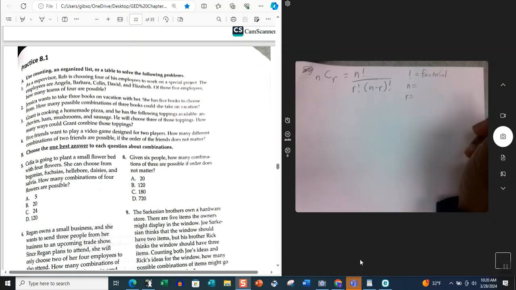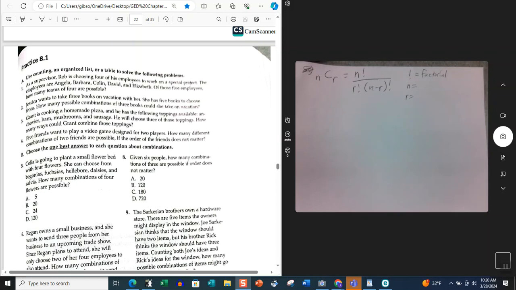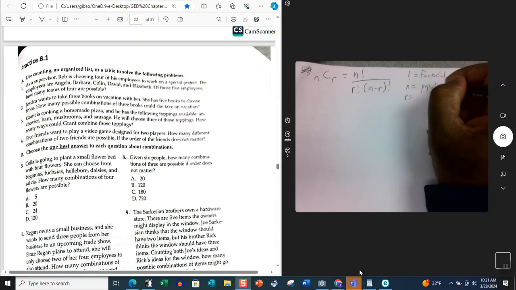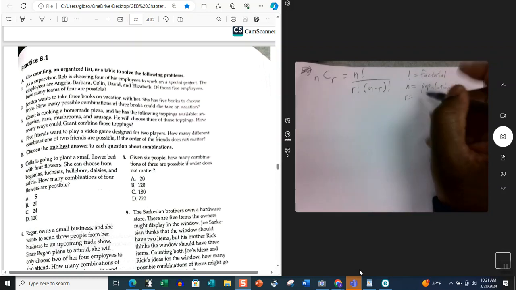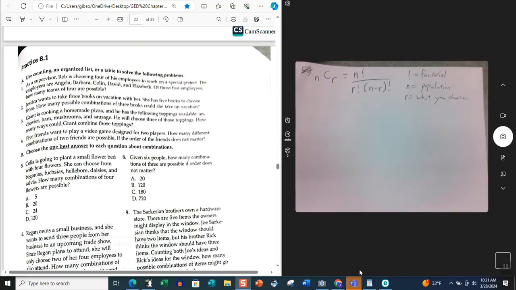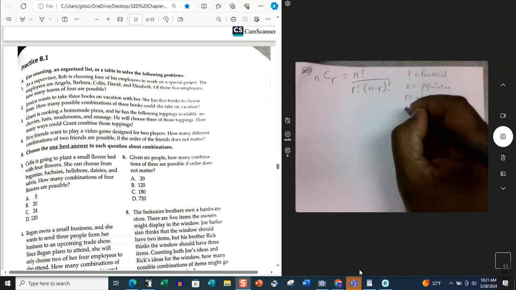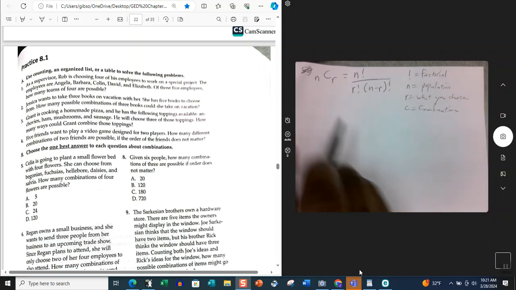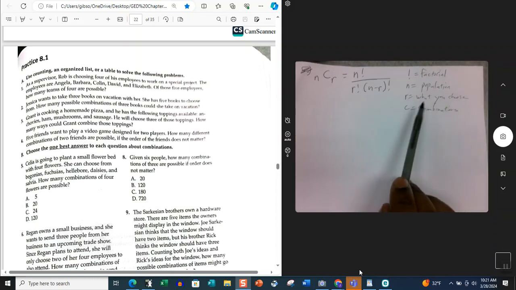I'm going to make these definitions very easy. N is basically the population, and R is what you choose. That's the simplest way of understanding N and R. And then the C is just combinations. So this is the combination formula. N is the population, R is what you choose. Now, going here with number 1.